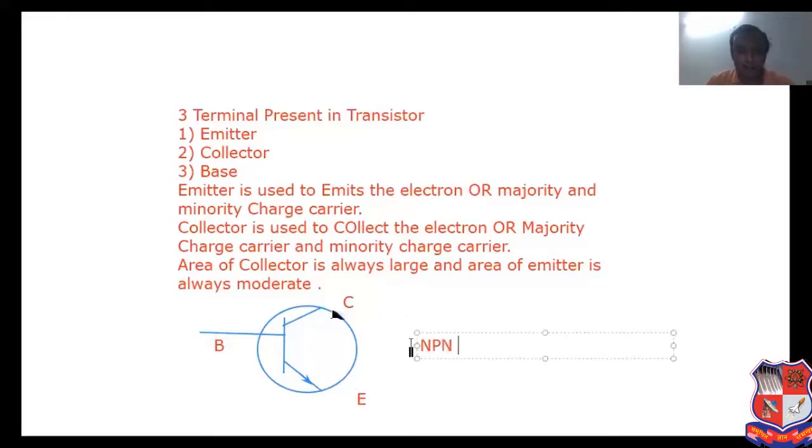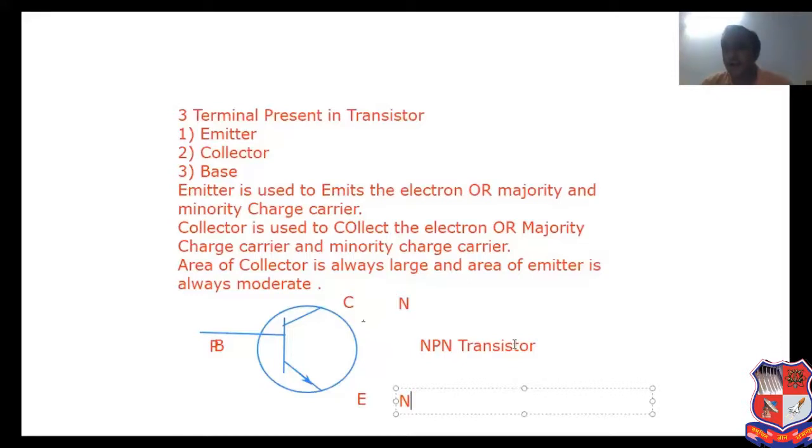Why is it known as NPN transistor? Because the base contains a P terminal that is sandwiched between two different N terminals. These two different N terminals are sandwiched by the P terminal. So it is considered as an NPN transistor.